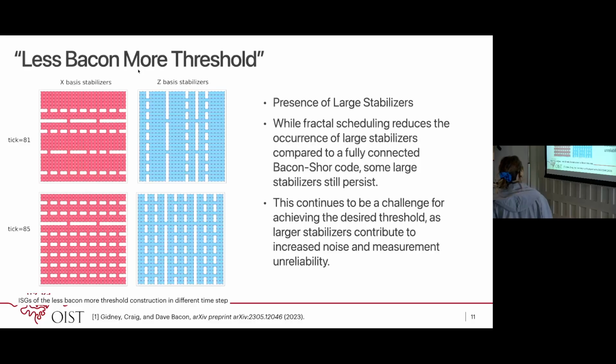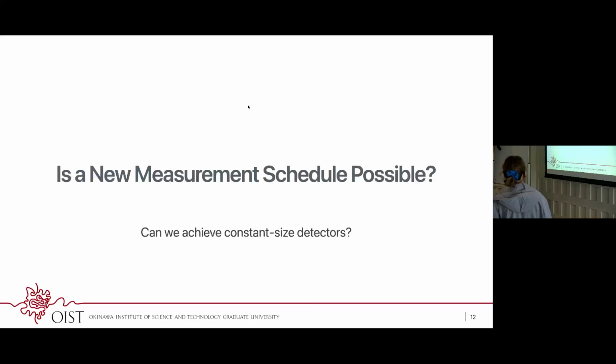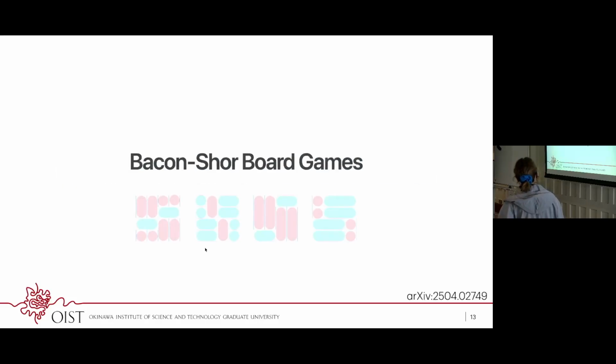Here, as you can see, they still have large stabilizers existing in this construction. So we started to ask ourselves a question: is there a new measurement schedule that's possible? Can we avoid having the whole column or the whole row stabilizers? And can we achieve constant size detectors? This is the problem we solve in the Bacon-Shor code project.